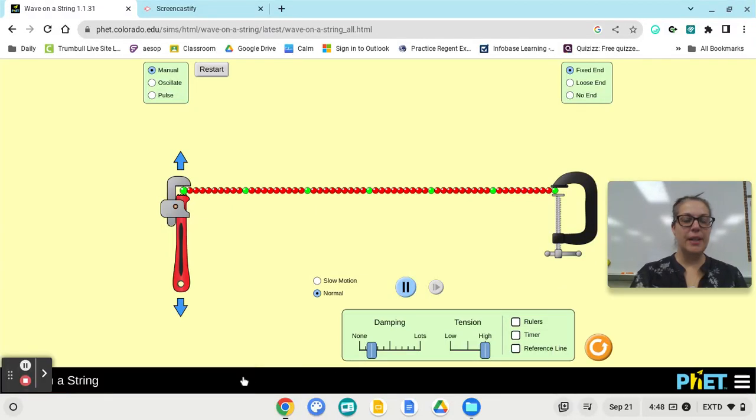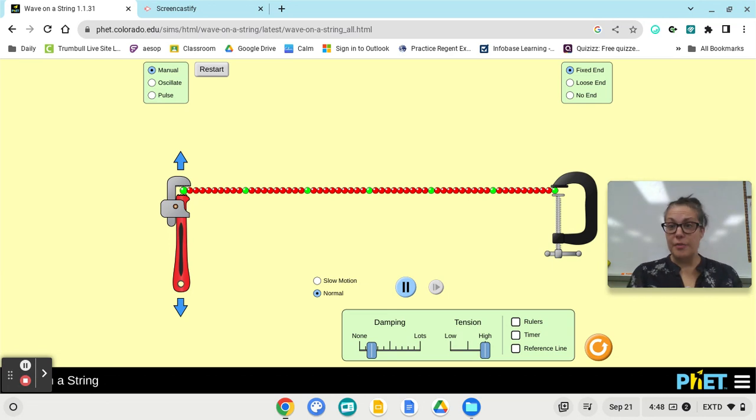Hi, everyone. All right, what we're going to be doing today is completing another type of model, a computer simulation, showing the relationship between wavelength, frequency, and energy within an electromagnetic wave. Let's start by setting up the simulation.